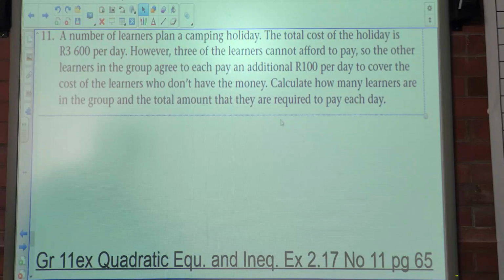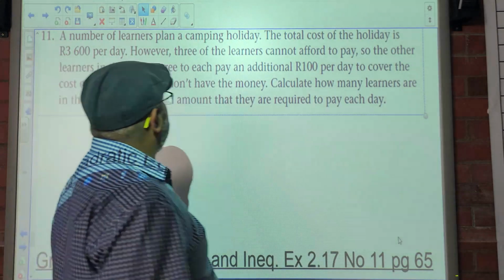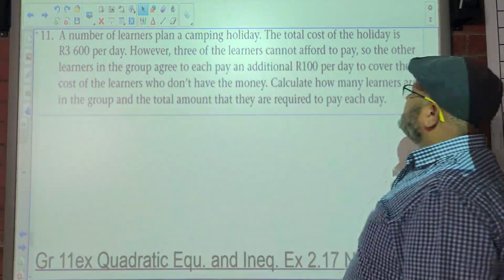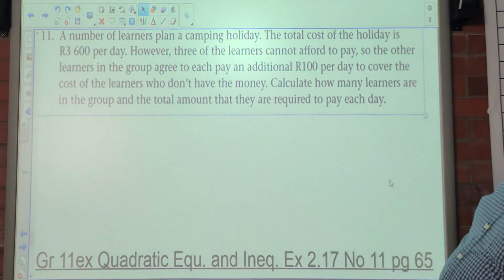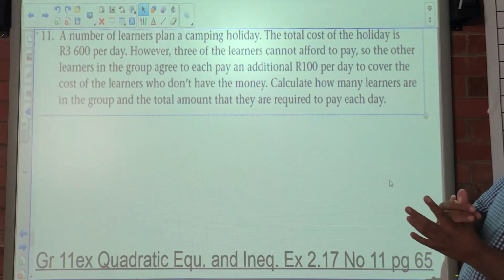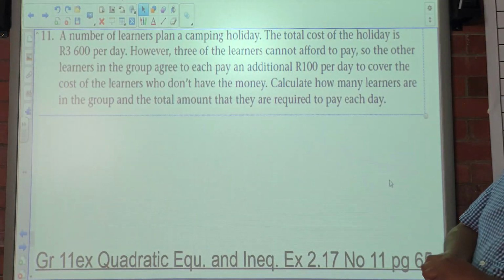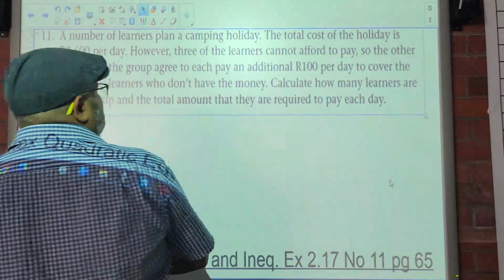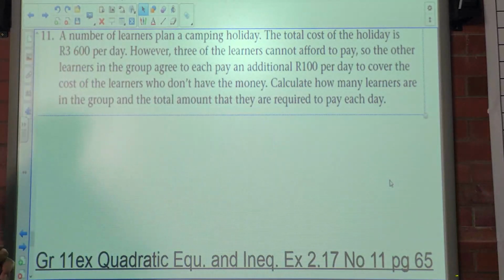Number 11. A number of learners plan a camping holiday. The total cost of the holiday is 3,600 rand per day. However, 3 other learners cannot afford to pay, so the other learners in the group agree to each pay an additional 100 rand per day to cover the cost of the learners who don't have the money. Calculate how many learners are in the group and the total amount that they are required to pay each day. Okay.